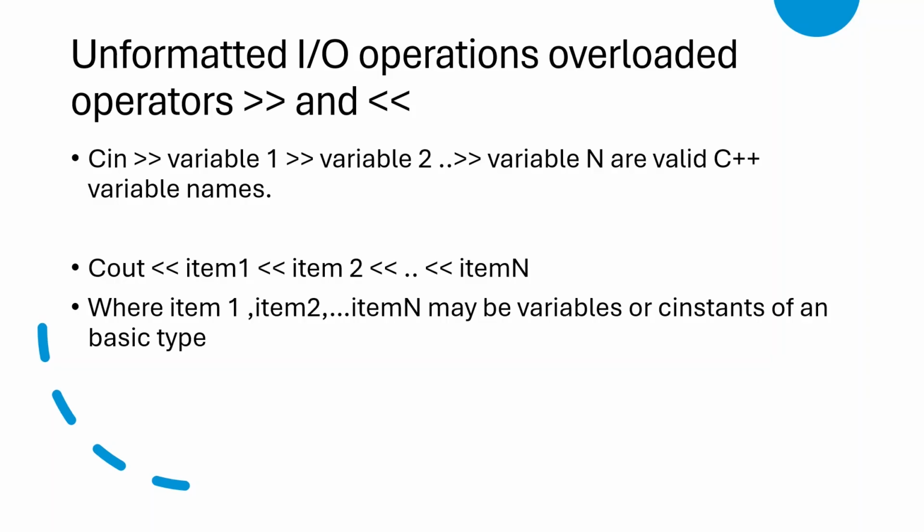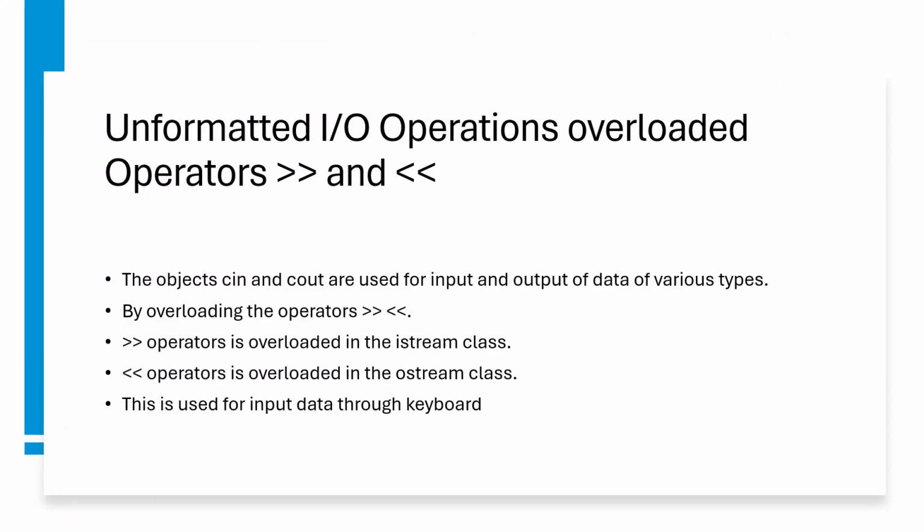Similarly, the cout statement is used to display the values of items. For cin and cout we use the extraction and insertion operators. By using these operators we take the input and display the output. The objects cin and cout are used for input and output. The extraction operator is used for the input stream, and the insertion operator for the output stream.